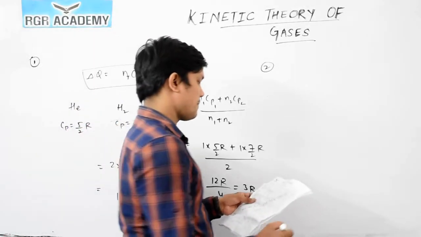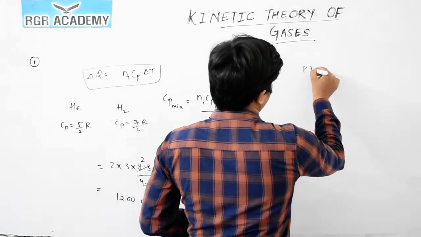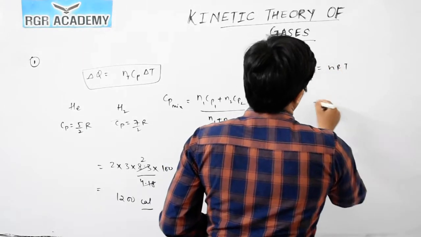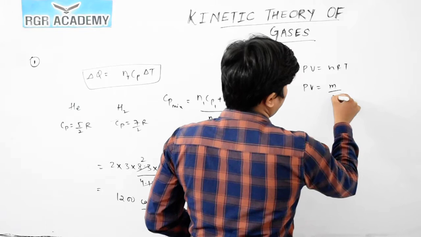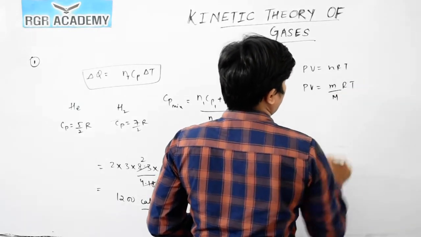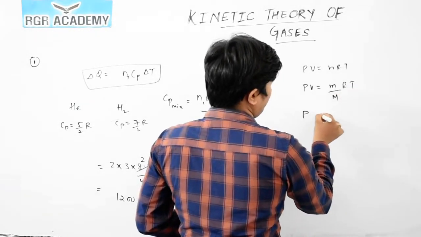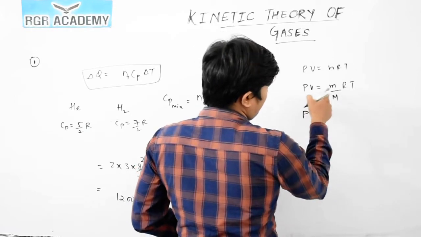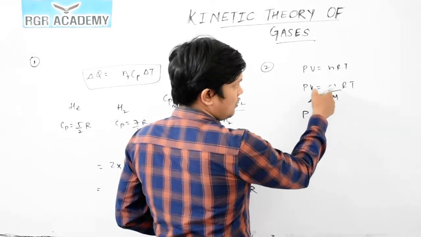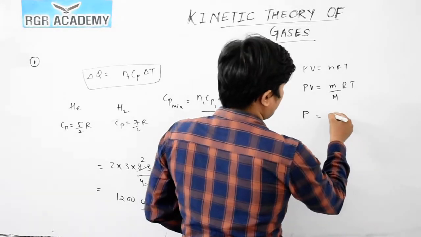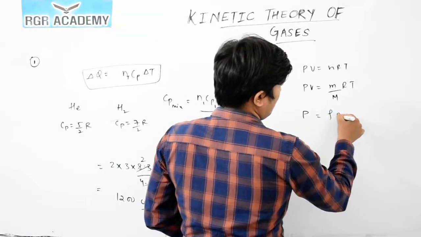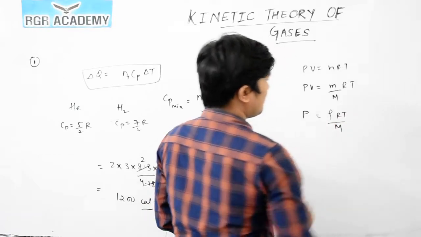Okay. See this, we know that PV is equal to nRT. Now for the number of moles, we can write mass divided by molecular mass, into R into T. So P will be equal to, taking volume to the denominator, M by V becomes density. I will write it as rho into RT by M, where M is the molecular mass.